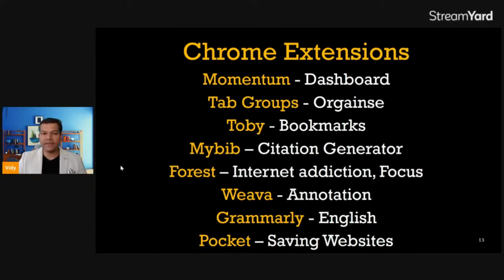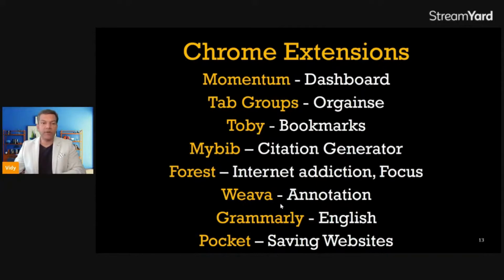Tab groups is another very useful extension, especially if you have a lot of tabs that you use when you're browsing. Okay, there are other tools like Toby for bookmarks, MyBib for a citation generator, and Forest, like the one that I showed you earlier, which is also a Chrome extension for Pomodoro timers.